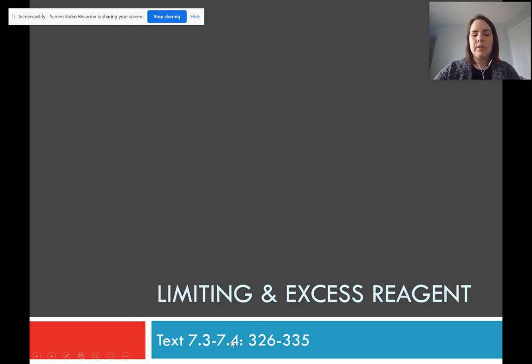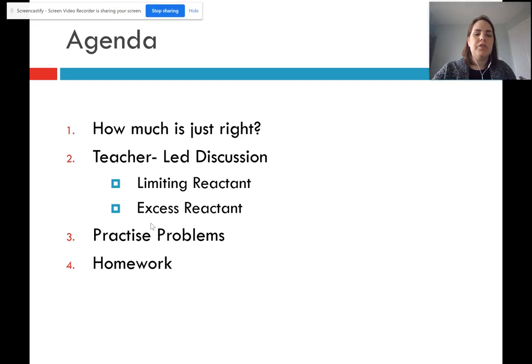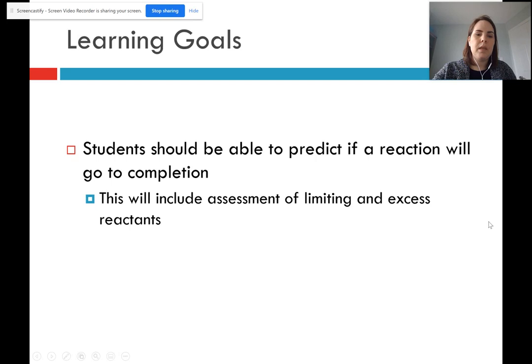Okay, so we are in 7.3 and 7.4 of your textbook. The specific pages, if you're looking for some extra help, is 326 to 335. We're going to start off by talking about how much is just right, and then we're going to talk about how we figure out whether something is a limiting reactant or an excess reactant. We'll do some practice problems together, and then I'll leave you some time at the end of the hour to do some practice problems yourselves. By the end of the class, you should be able to predict if a reaction will go to completion, and this will include an assessment of limiting and excess reactants.